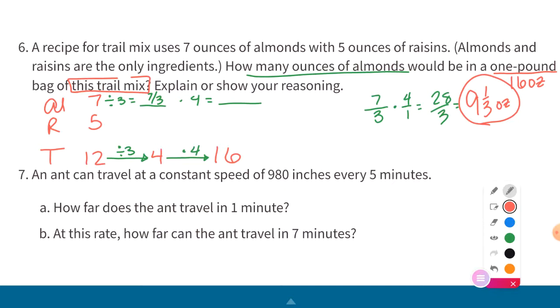Lily, what did you get for part A? 196. Do you guys agree? 980 divided by 5? Yes. 196. So in 7 minutes, what is that, Ellie? 1,372. Yep. And that was 196 times 7, right?